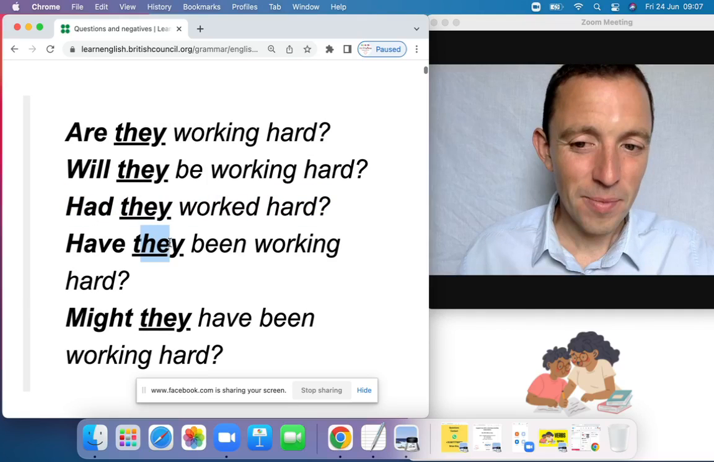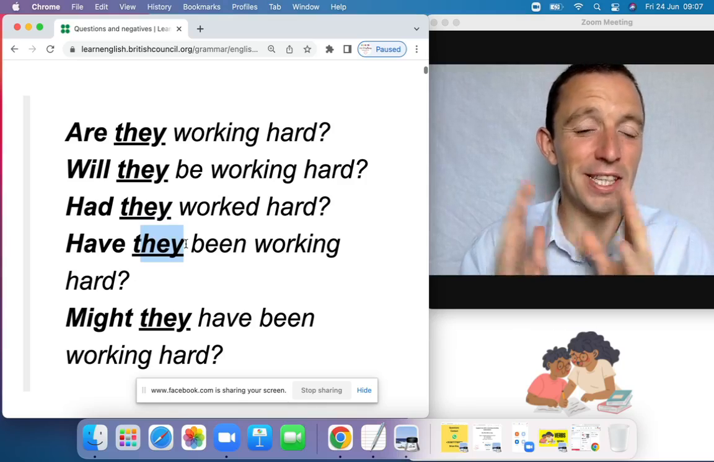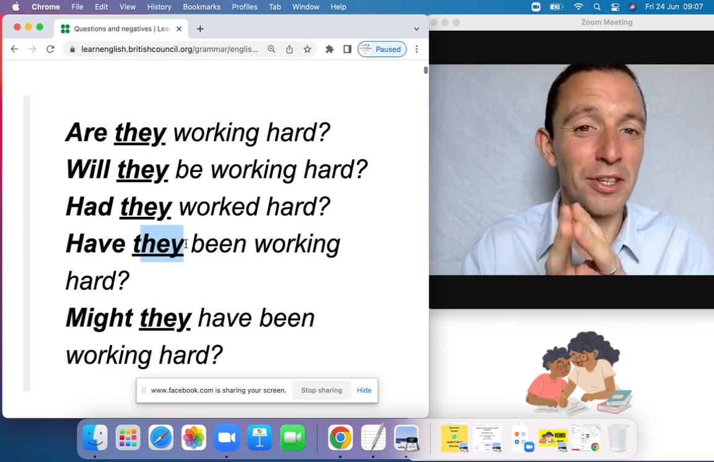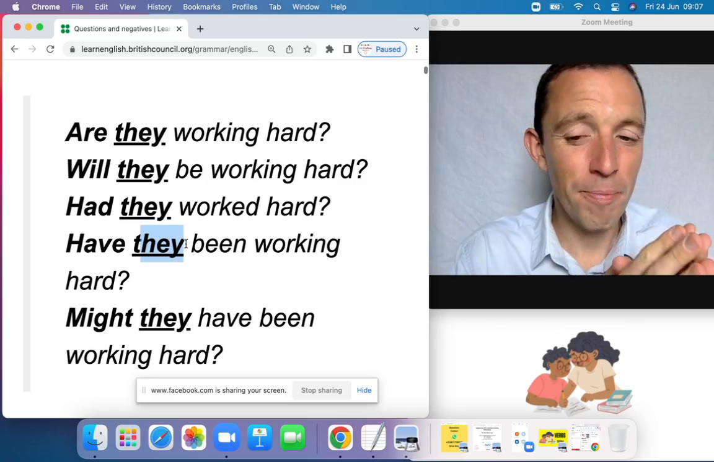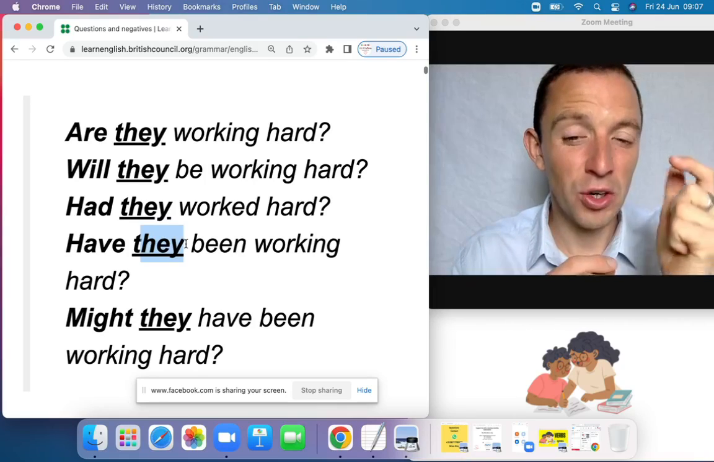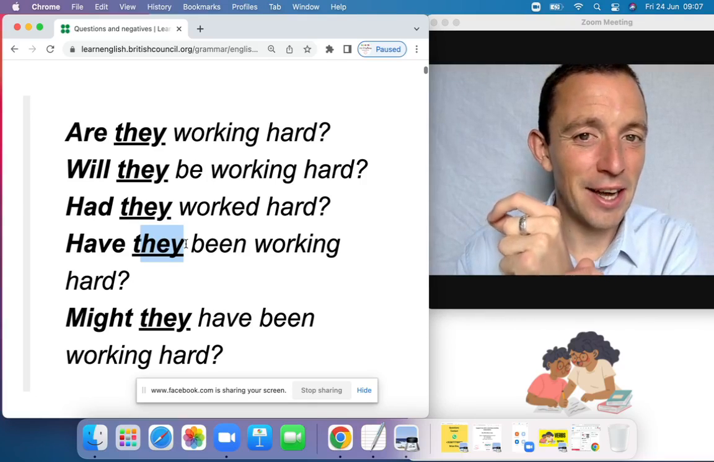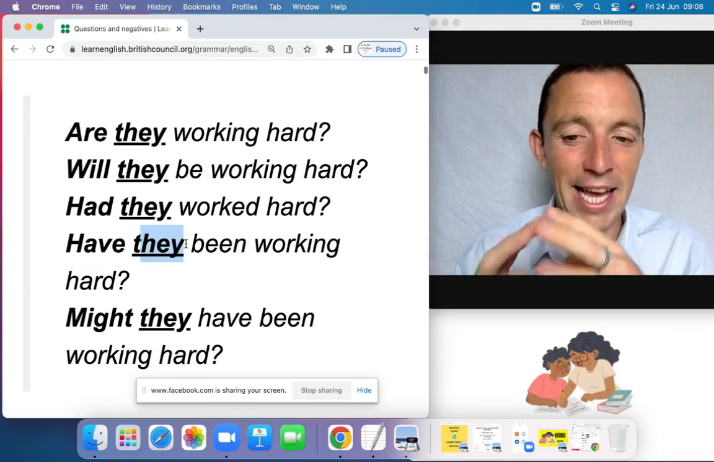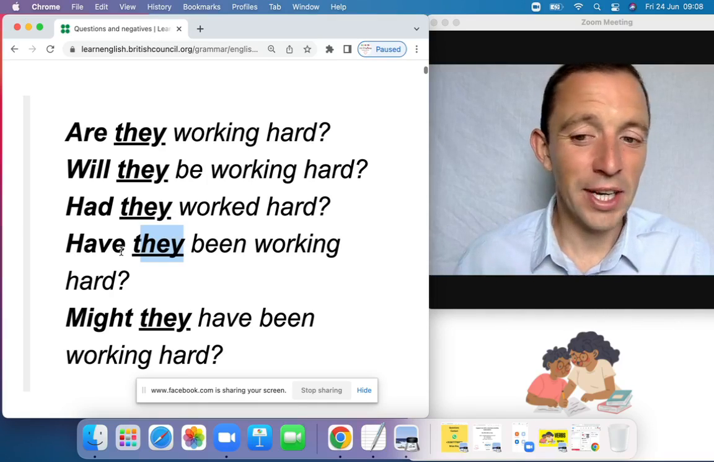Next, they have been working hard was the affirmative in the present perfect continuous. They have been working hard, very difficult, but that is the structure in the present perfect continuous. And to create the question in the yes or the no form, we take the first part of the verb, considered the auxiliary, and we put the first part of the verb at the beginning of the sentence. And this question becomes, have they been working hard? And then it's a yes or a no answer. Okay, so yes or no, they have been working hard or they have not been working hard.